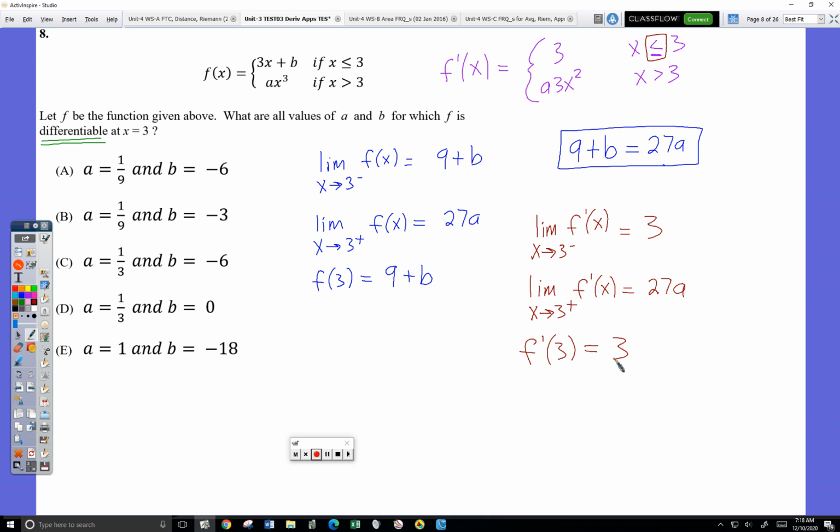Makes sense? So now what? So all those limits have to equal each other, right? These 3 values must equal, therefore 3 must equal 27a. So now what? So a equals 1/9. Keep going. And so then you can use that to solve the limit from the first one. Right. So I can take this and plug it in here. So that would be 9 plus b equals 9. Or equals 3.